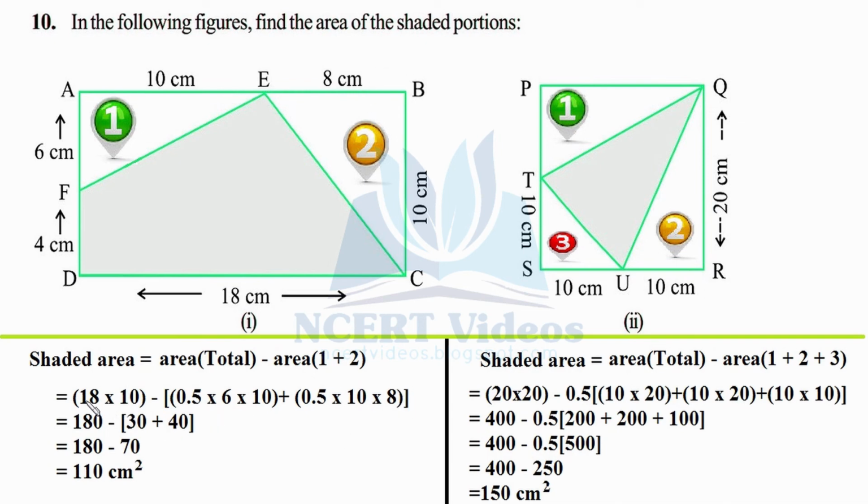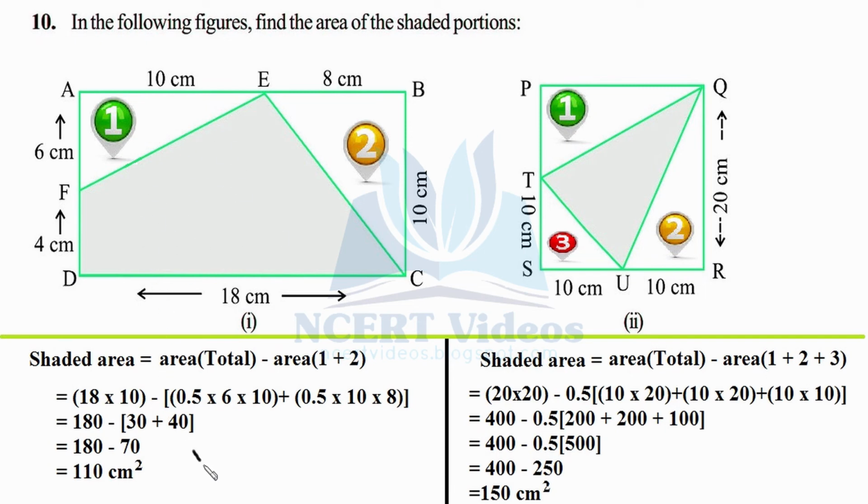Solve it. 180 minus, solve this thing first. How can you solve it very easily? 6 into 10 is 60 and half of 60 is 30, plus 10 8s are 80, half of 80 is 40. 180 minus, first solve the brackets because of the BODMAS rule. 30 plus 40 is 70. Now subtract: 180 minus 70 is 110 centimeter square. So this is the required area of this shaded region.